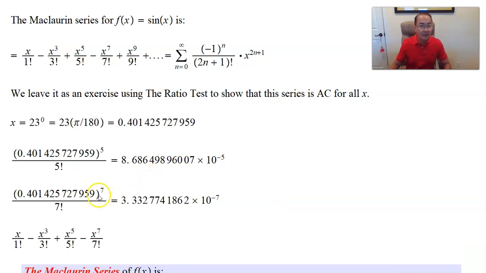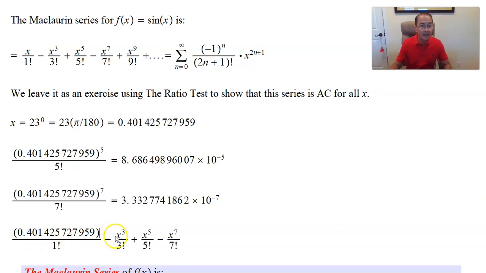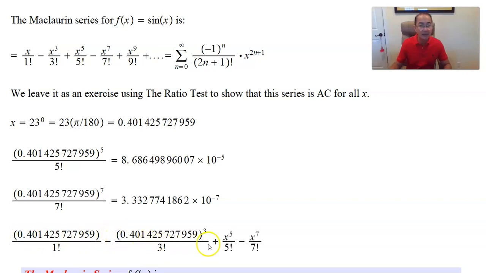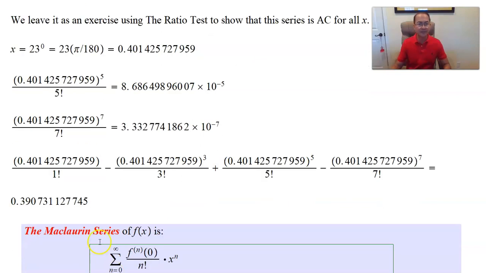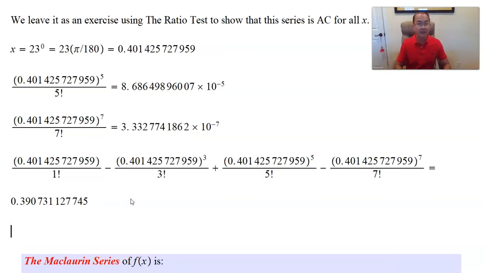So take this and plug it in right there, and this cubed, and this to the 5th, and this to the 7th, and how much is all that worth? It's about 0.39073. So how good is that?